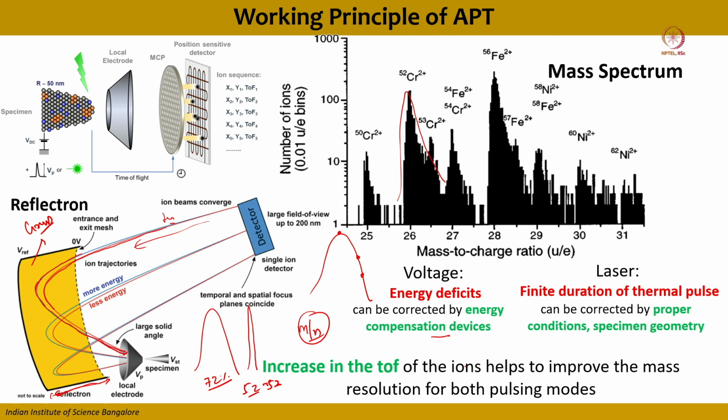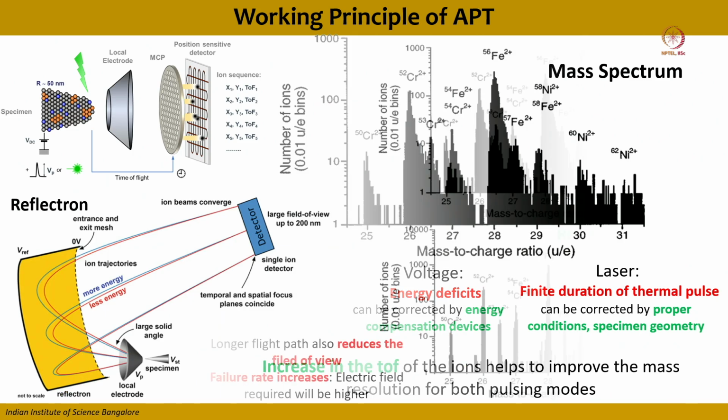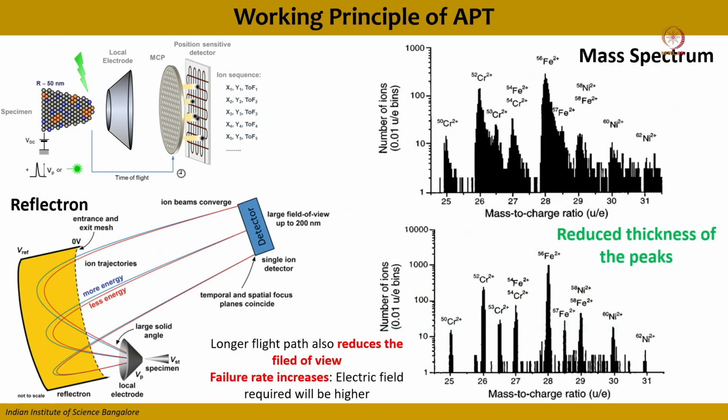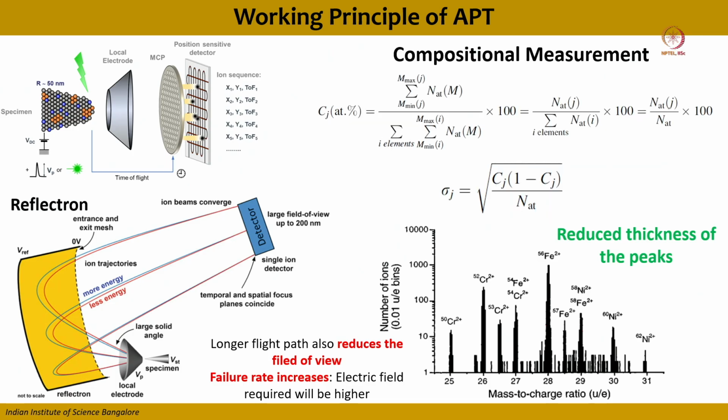So this is how an increase in the time of flight can improve the mass resolution for both the pulsing modes. This is due to the correction for the energy deficits and also the finite duration of the thermal pulse. You can see in the mass spectrum how much the thickness of these peaks has reduced, but you can also see the number of counts has reduced for these ions, correct. So that is detection efficiency.